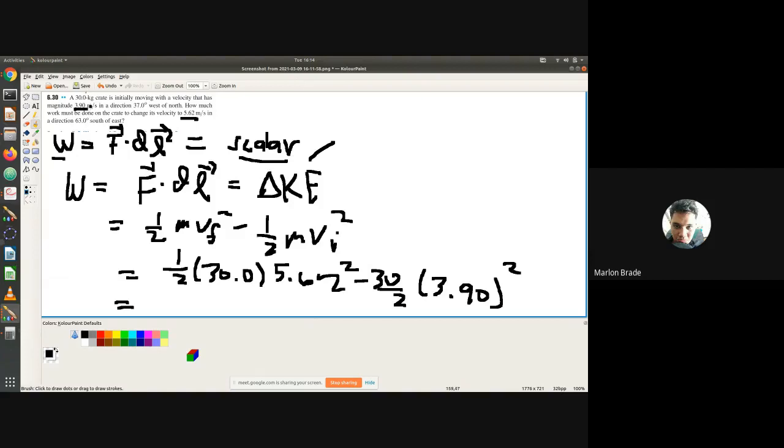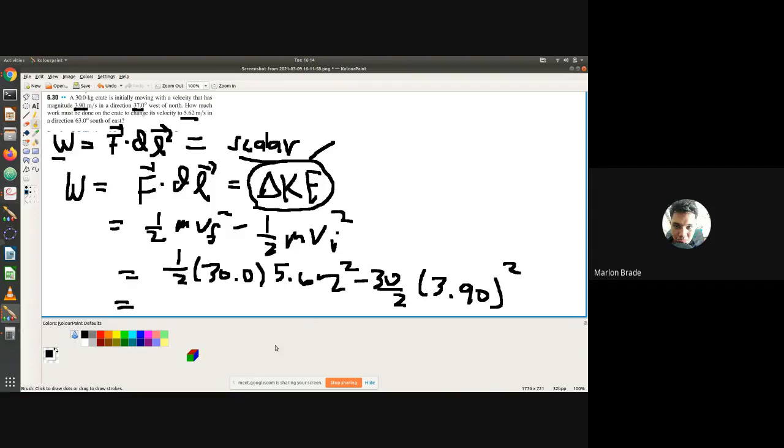Medyo makalibog siya kay nag-emphasize siya og direction, west of north. But, actually, kung gihatag ang duha ka velocity, game over na. Pag gihatag gani ang duha ka velocity, gamiton ninyo ang delta K. Diretso ninyo gamit ani. Dili na siya mag-matter sa direction.